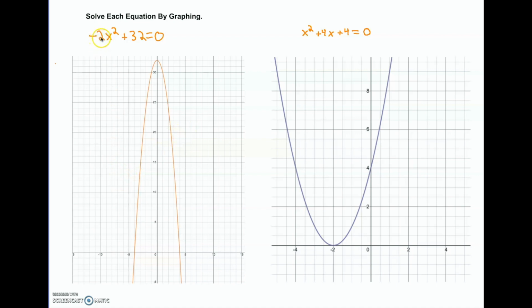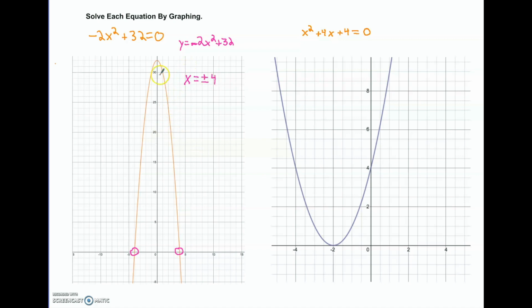So we're going to solve the equation negative 2x squared plus 32 equals 0 using this graph. This is the graph of y equals negative 2x squared plus 32. We're looking to see, where does this graph equal 0? Where does it cross the x-axis? Well, that happens here and here. That's where the y value, that parabola, is 0. So that x value is negative 4 and this x value is positive 4. So our solution would be plus or minus 4.